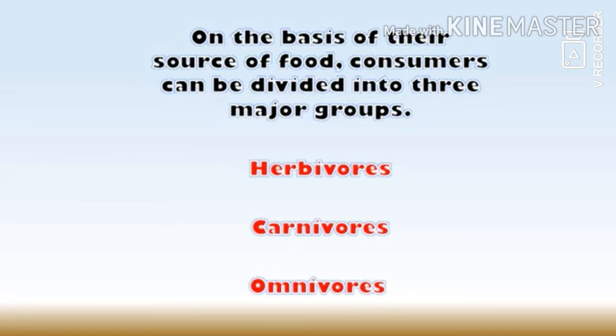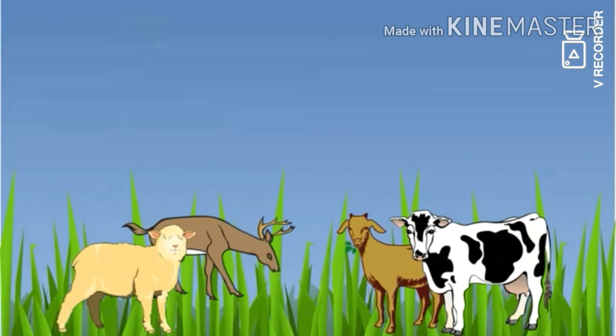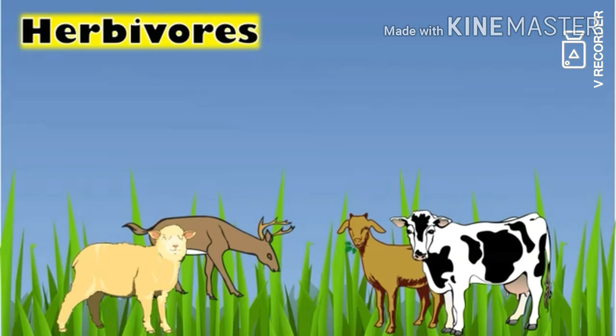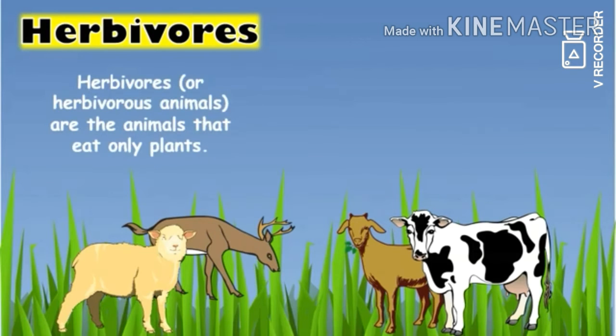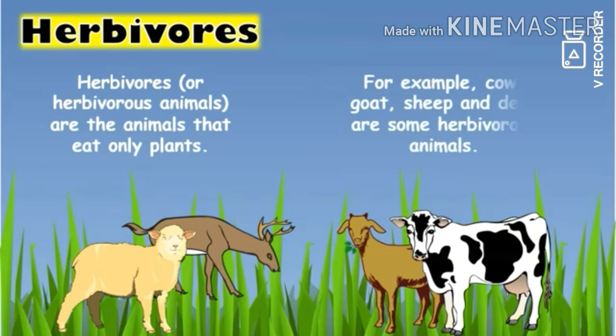Herbivores. Herbivores are the animals that eat only plants. These animals are called herbivores. They have special teeth which help them to chew leaves and grass. For example, cow, goat, sheep and deer are some examples of herbivorous animals.